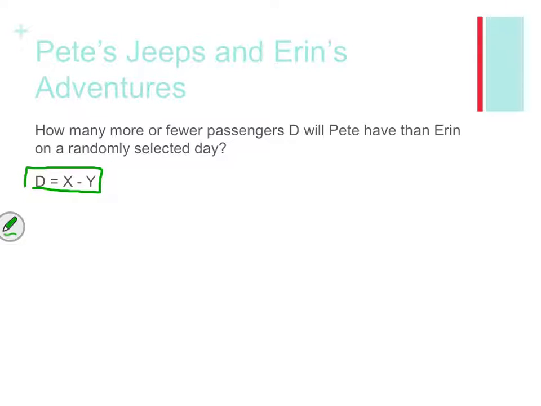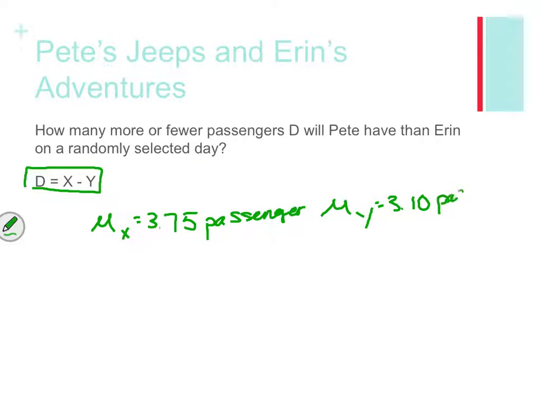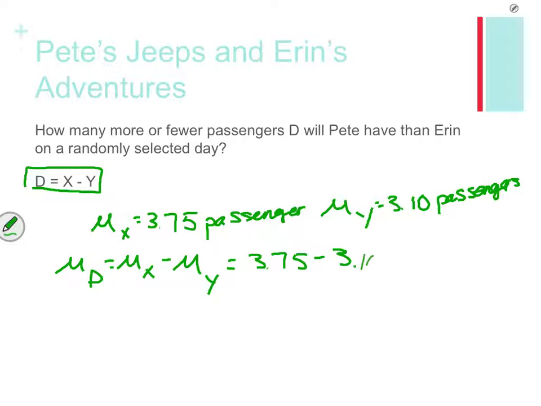Okay, because Pete averages 3.75 passengers, Erin averages 3.10 passengers per trip. The average difference between them is just simply going to be the difference between them. So 0.65 passengers. That is, Pete averages 0.65 more passengers per day than Erin does.